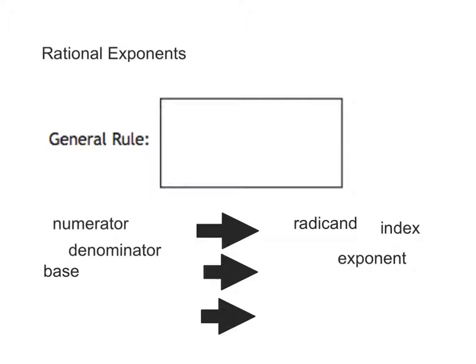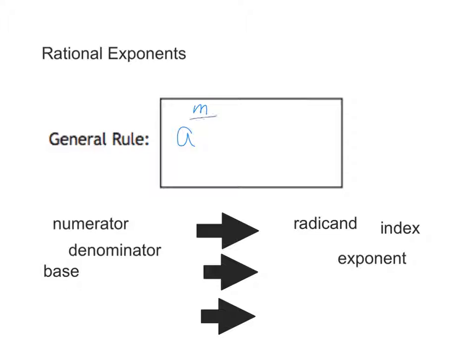We'll be talking about rational exponents. And if you remember, a rational number is one that can be written as a fraction. So when we're talking about rational exponents, we're talking about exponents that are fractions. So the general rule for dealing with rational exponents is going to be this.